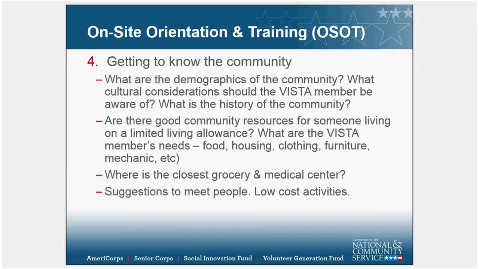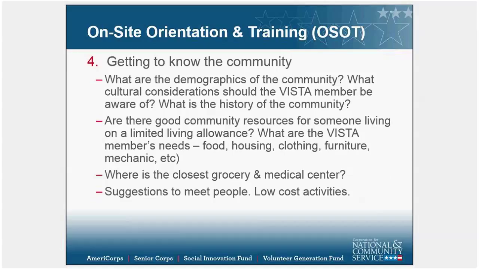Think about the financial stresses of moving for those new VISTA members. They're on limited living allowances, and that relocation benefit doesn't come until after they've started. So it may be tougher for them in those first couple weeks to make ends meet, and it can be helpful to check in and try to provide some support to community resources for those VISTA members when they're getting started.